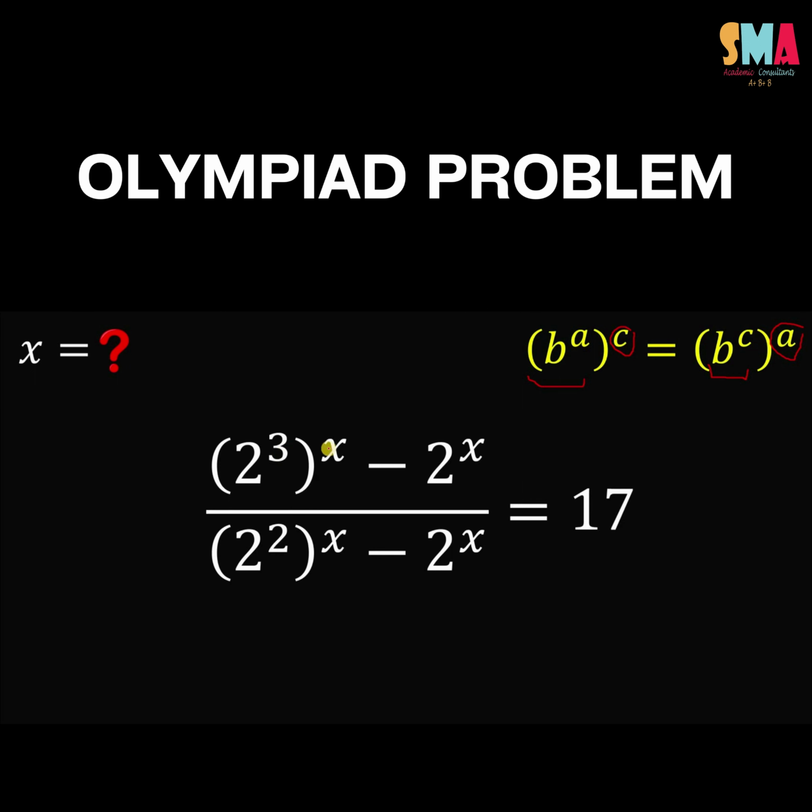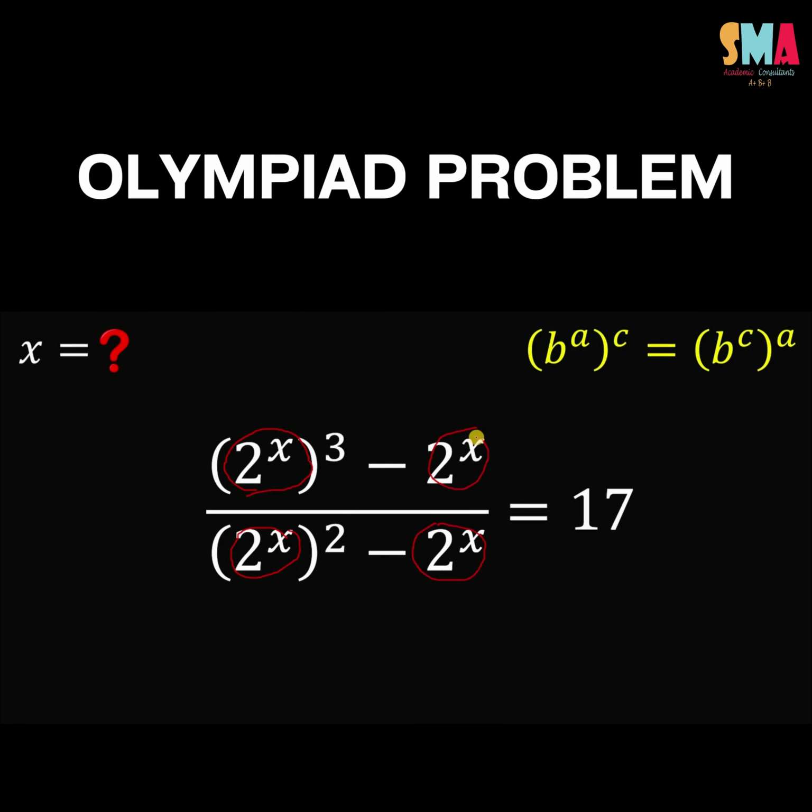Therefore, 2 raised to 3, raised to the power of x can be written as 2 raised to x, raised to the power of 3, and 2 raised to 2, raised to the power of x can be written as 2 raised to x, raised to the power of 2, like this. Now, take note that we have a common term of 2 raised to the power of x. We have 4 of them.